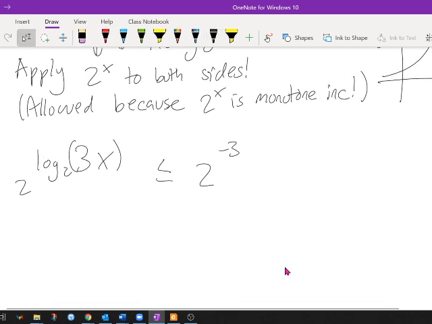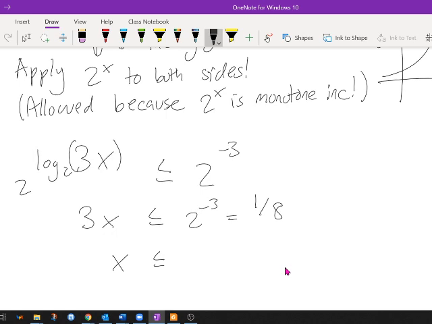And 2 to the log 2, these two cancel each other out, so you get 3x is less than or equal to 2 to the minus 3, which is 1 over 8. So x has to be less than or equal to 1 over 8 divided by 3, which is 1 over 24. And all of this is legit. So all of these steps are true, except we have deleted some of the information. So this is correct. There's no mistake so far, but we have forgotten something.